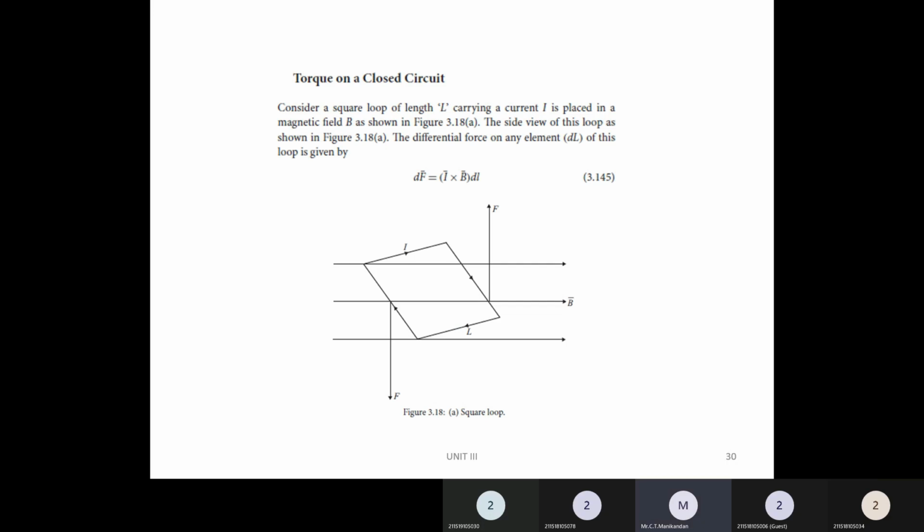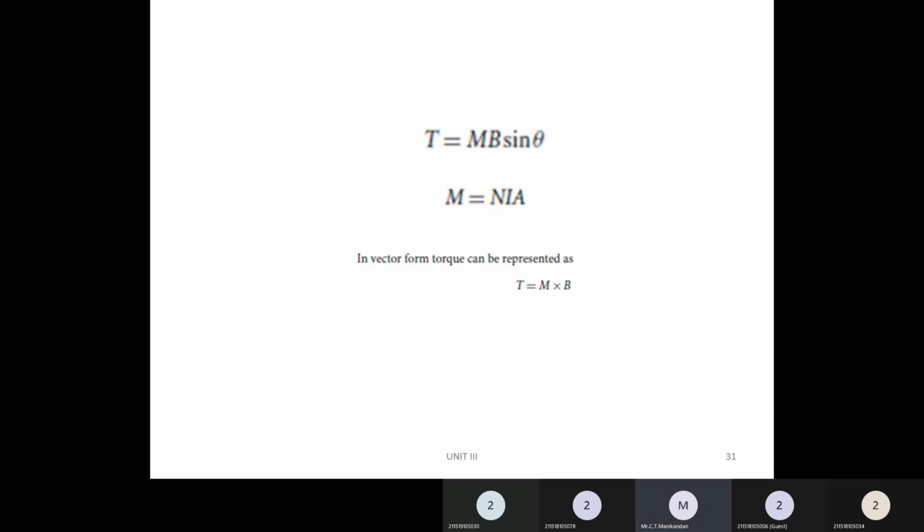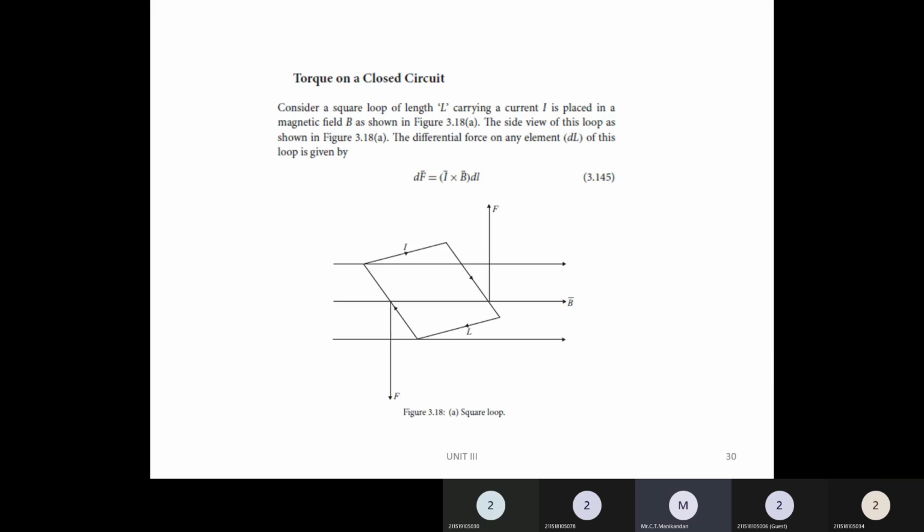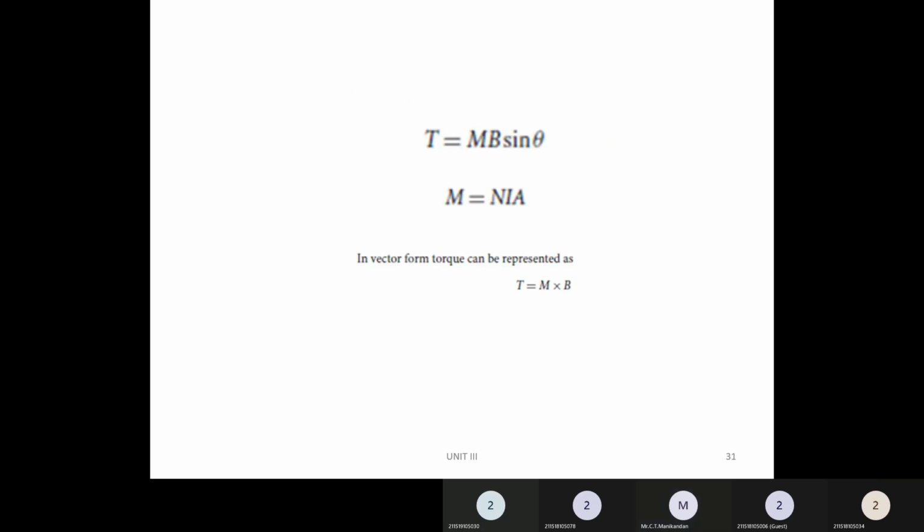we will have MB sin theta. Torque equal to MB sin theta, where M is called the magnetic moment, and it has the formula NIA. N is the number of turns, I is the current and A is the area of the loop. You can see here the square loop, A is the area of the loop, I is the current flowing through the conductor and L is the length of the conductor.